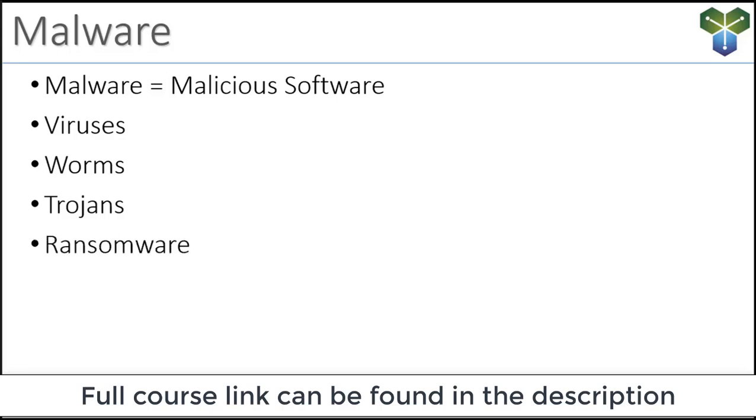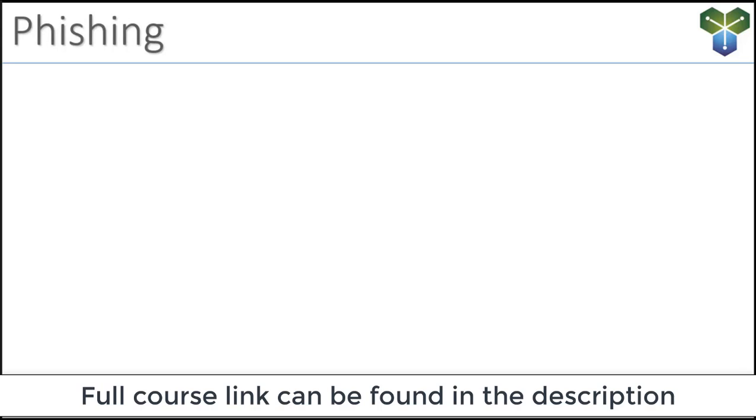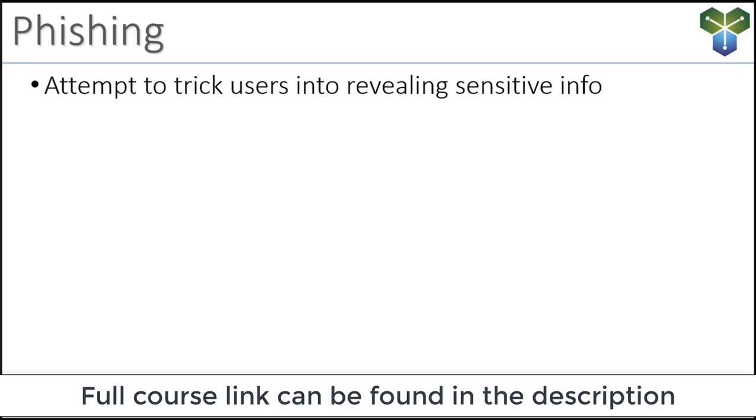And then finally, we have ransomware. Ransomware will encrypt your data, and they will demand a ransom in order to restore access. And this can be one of the most expensive and damaging types of malware. So one of the things we're looking to protect against, of course, is malware. We also need to protect against phishing attacks. And phishing attacks attempt to trick users into revealing sensitive information. Things like their usernames, their passwords, their credit card numbers.